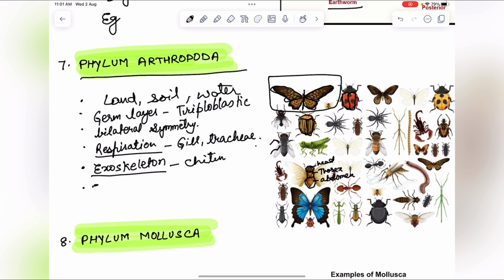Examples are butterfly, crabs, cockroaches, houseflies, honeybee, mosquitoes, scorpions. All these are the examples of Arthropoda. Next we'll move on to the phylum Mollusca.